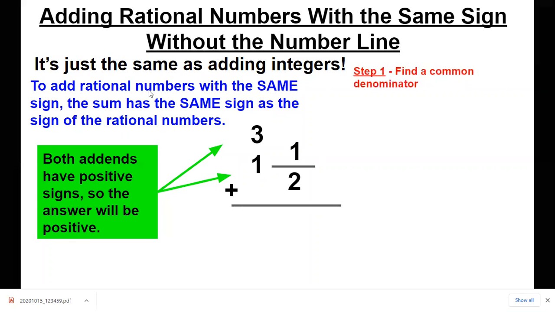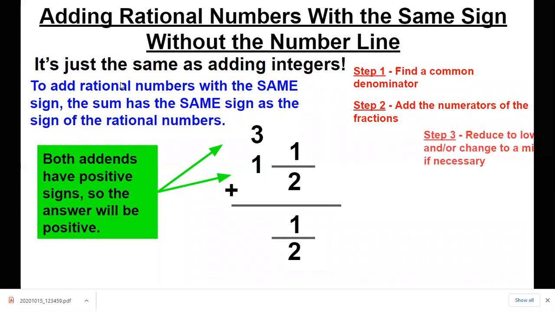Correct. So step 1, find a common denominator. Well, we don't have to because we only have one fraction. So we don't have to have a common denominator. We just add the numerators of the fractions. Well, we only have one. So it's just 1/2. It's 1/2 plus nothing is just 1/2. And then we add the whole numbers. 3 plus 1 is 4.